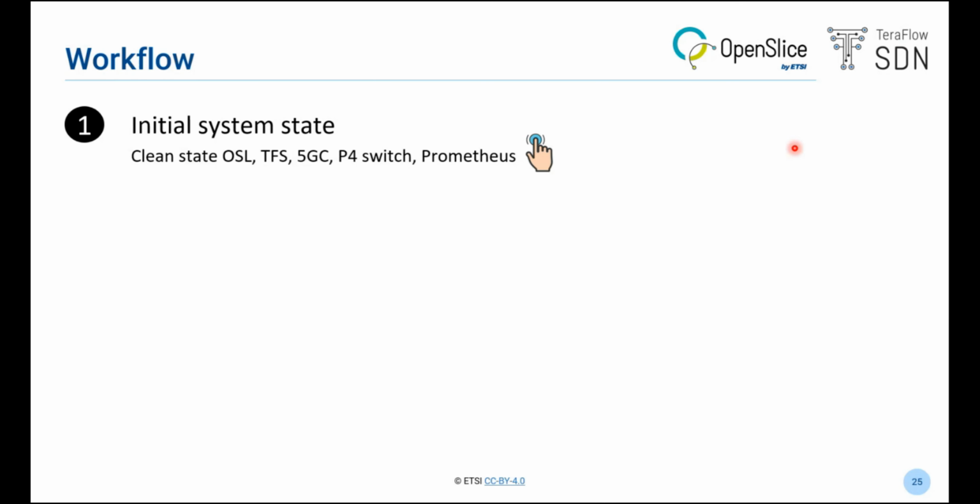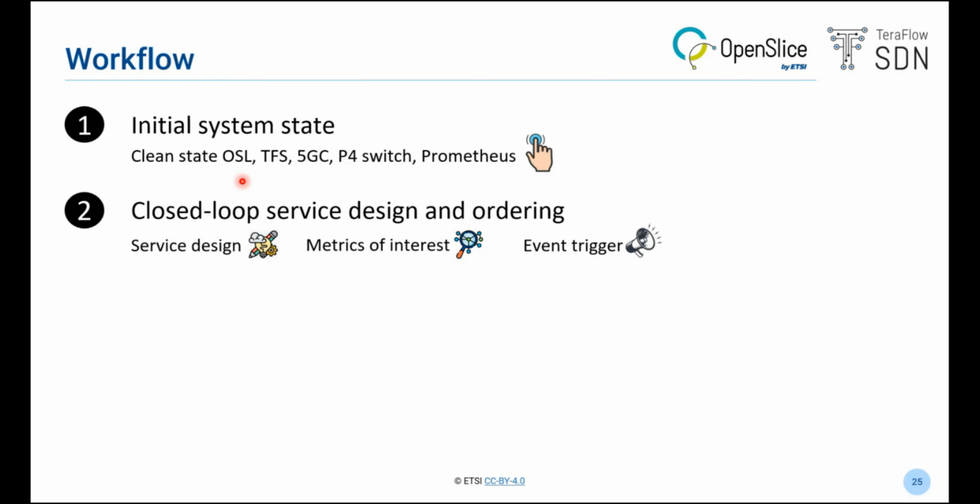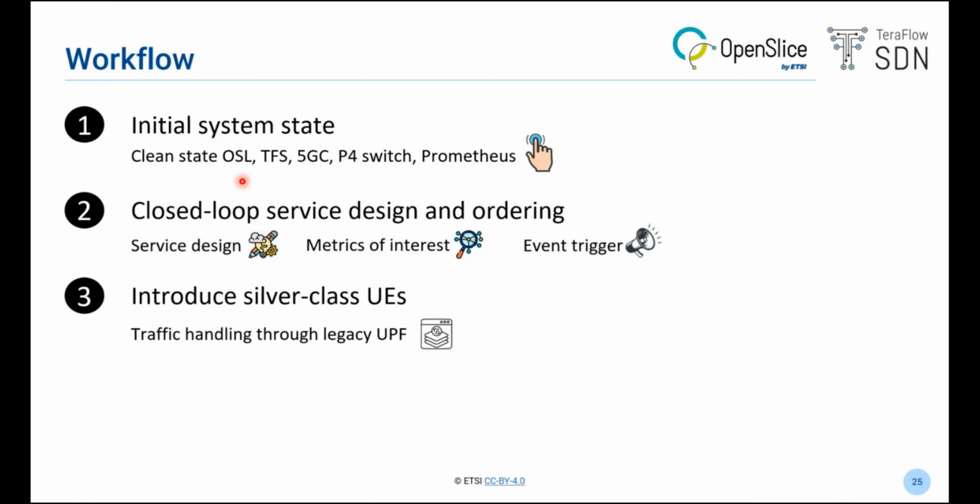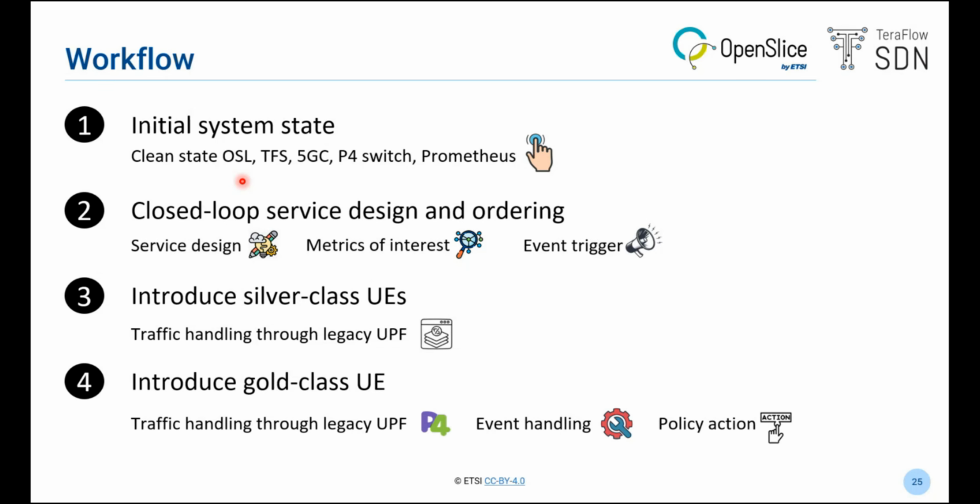The workflow. We start the demo with a clean state. We showcase the state of OpenSlice, the state of TFS, and the various components initially. Then we showcase how we design this service at the OpenSlice level to close the loop. And we order this service to be materialized. And then we have two scenarios. The first is the introduction of the silver class user equipment, which go to the legacy UPF. And then the gold class UE, which needs to go through the P4 UPF.